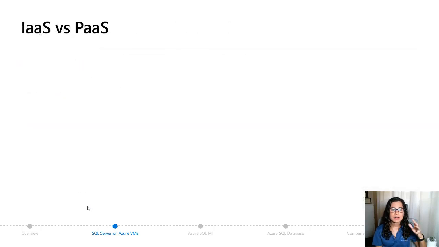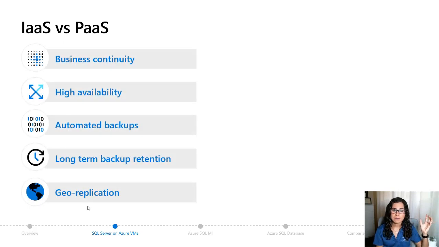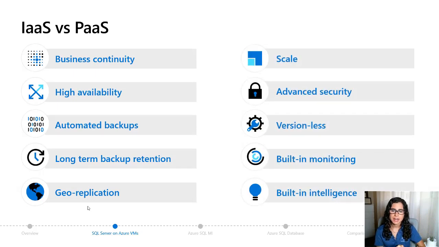All right, so now we're going to move from talking about IaaS, like a virtual machine, to PaaS, so managed instance or single database. And really, you see a lot of things up here. And the main thing to highlight is that with infrastructure as a service, a lot of these things are possible and configurable. However, with a platform as a service, a lot of these things you just get out the gate and you don't have to configure.